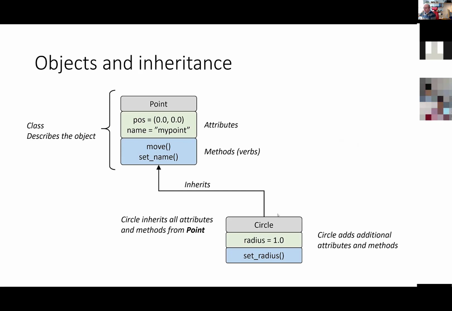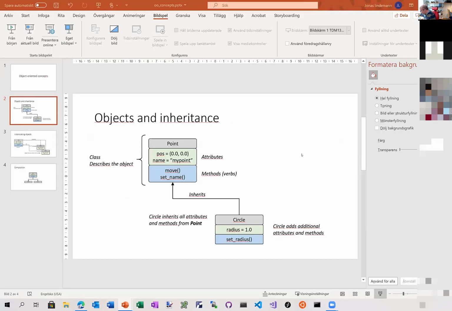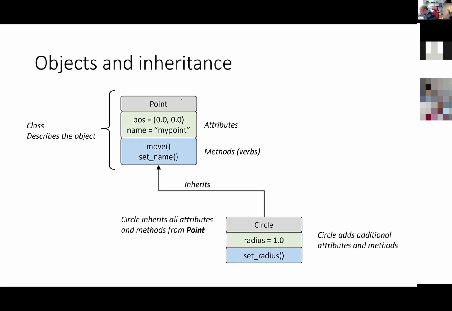So the class, as I said, is the blueprint for the object. Here I have a point class. This is the class definition. This is the point of an object that is named based on a class point. And then we have the data, that is the attributes. Those are also defined in the class. So if you have some default values, those are stored in the class.